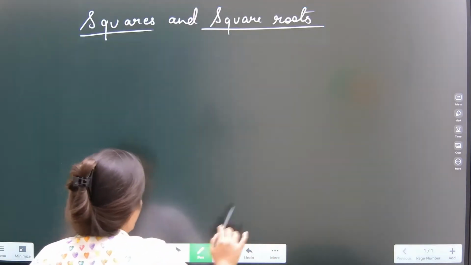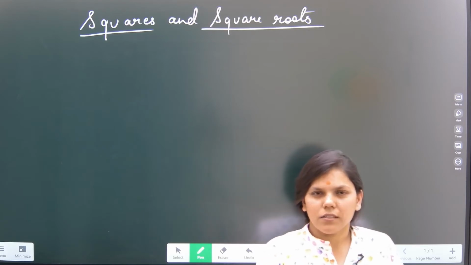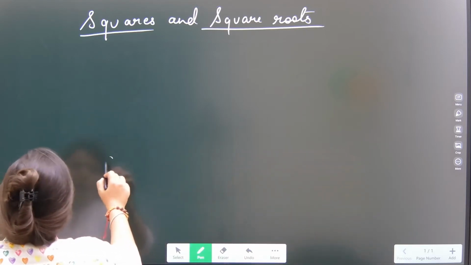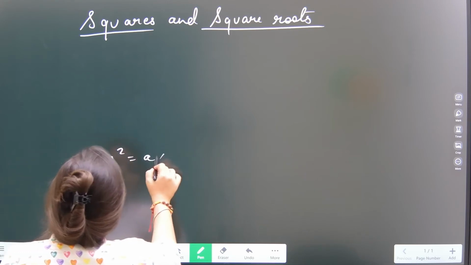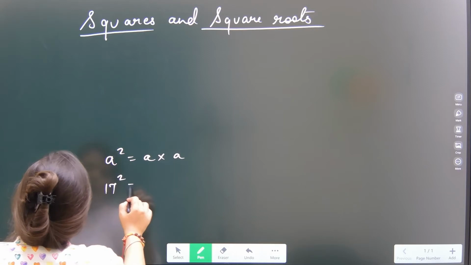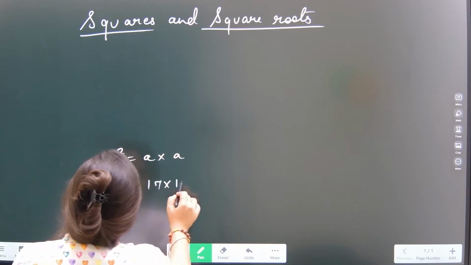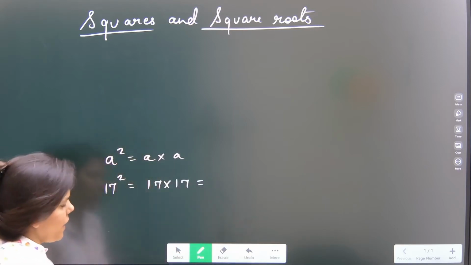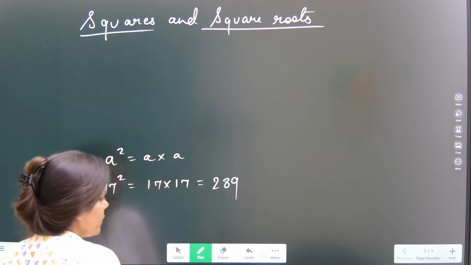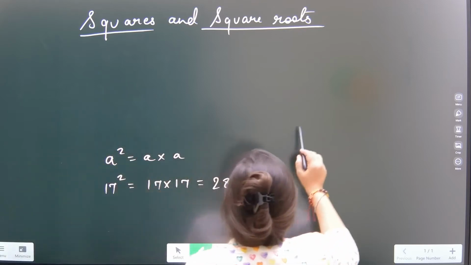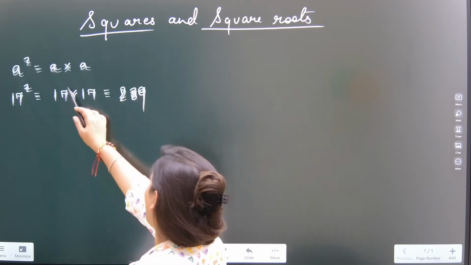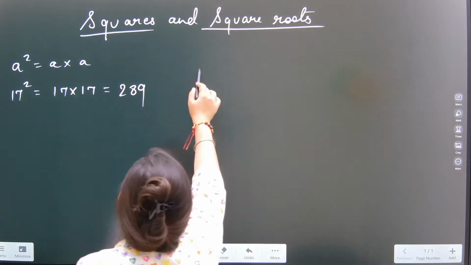Square means multiplying the same number twice, to multiply the same number two times. For example, 17 square will be 17 into 17, that is 289. Okay, so let us write squares from 1 to 20.